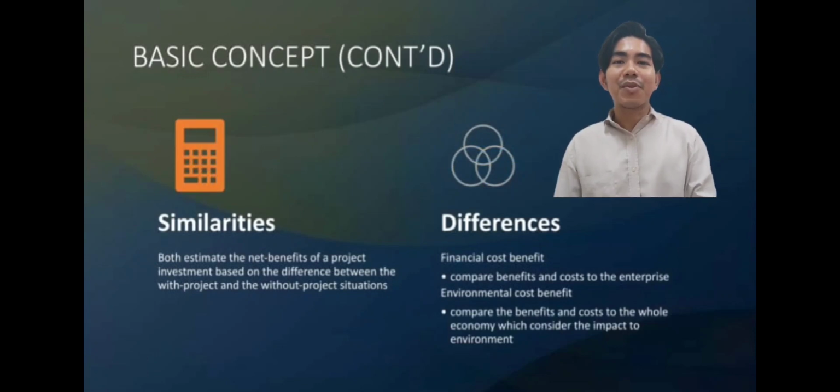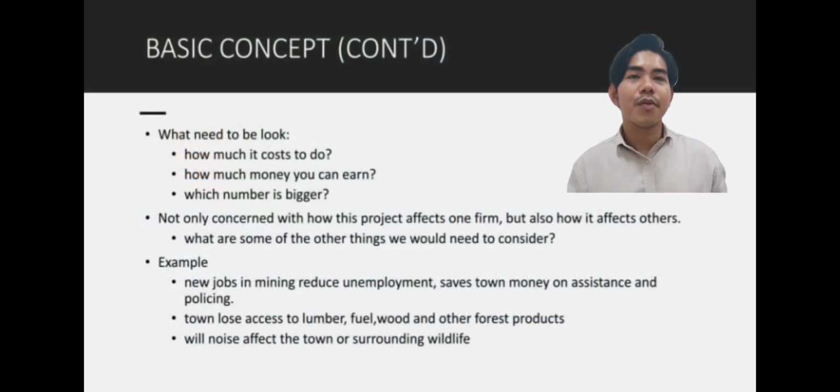So what is the similarity between financial and environmental cost-benefit? Both estimate the net benefit of project investment based on the difference between the with-project and without-project situations. Now let's look at the difference between financial and environmental cost-benefit. Financial cost-benefit compares benefits and costs to the enterprise. However, environmental cost-benefit compares benefits and costs to the enterprise and also considers the impact on the environment. That's one of the basic concepts.